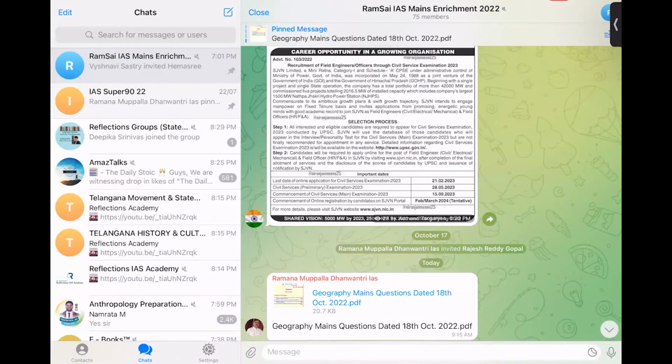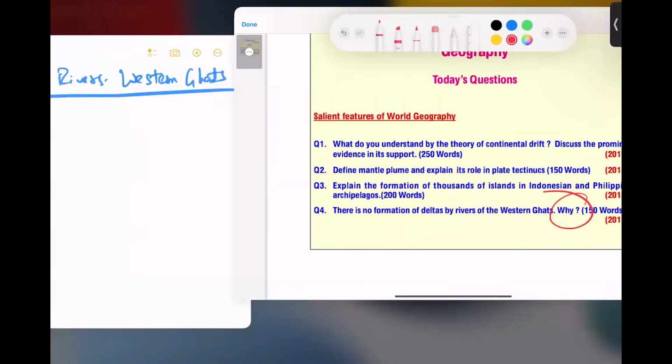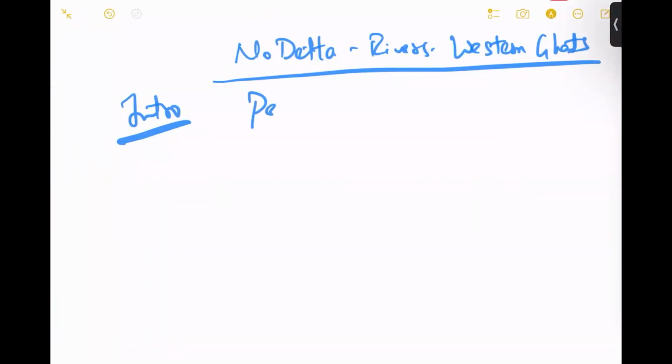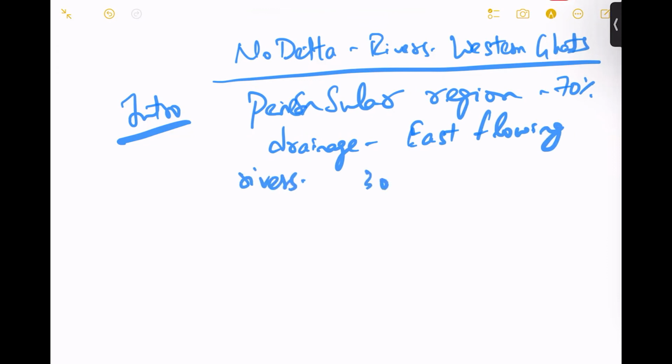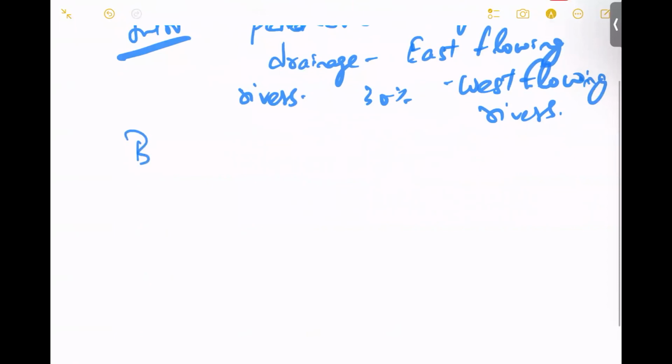So simply in the introduction, you can say that in the peninsular region, around 70% of the drainage is through east flowing rivers, and only 30% is for the west flowing rivers. Yes or no? Yes, sir.